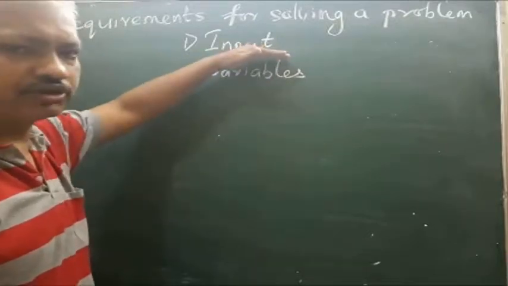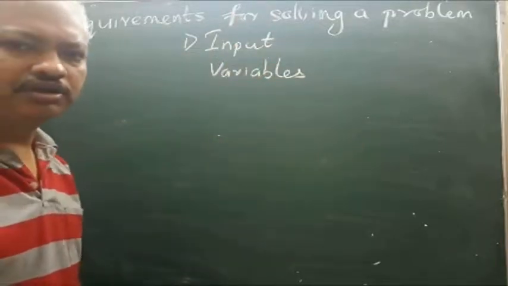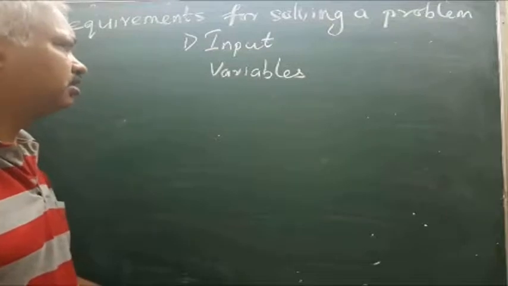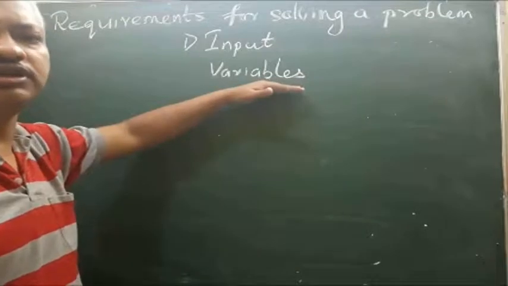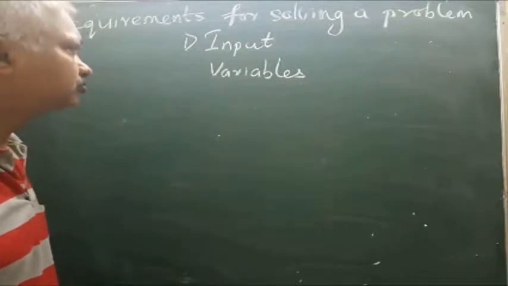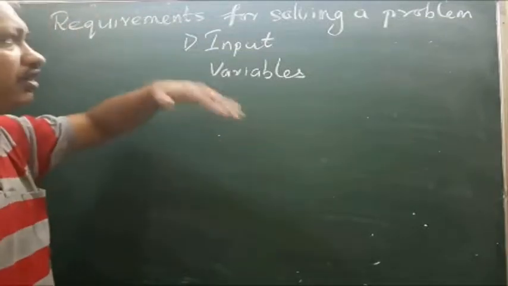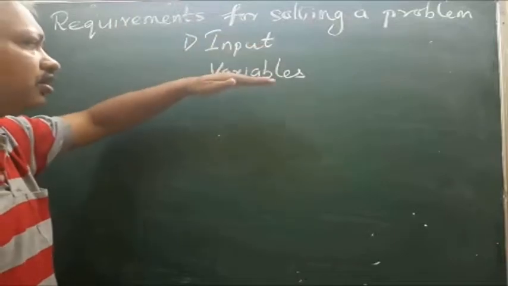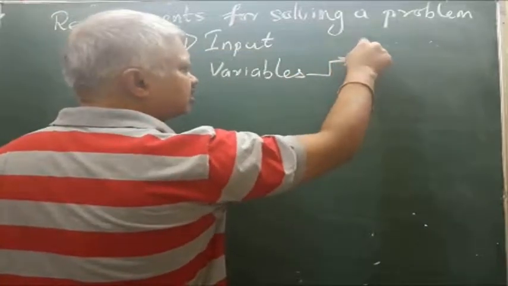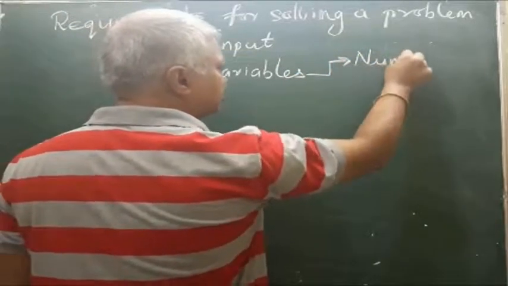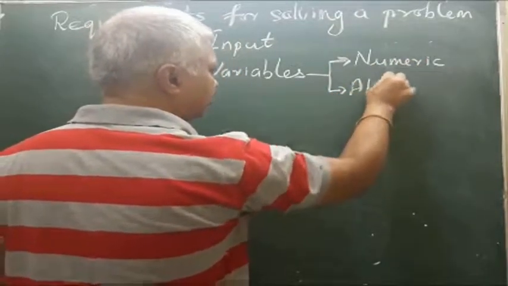Nowadays, a user can enter this input either through the keyboard or through the mouse, or in some complicated things, it can also be taken from sensors. Here we are not going to that extent. In our particular QBasic, there are two types of variables that you know. First, you can take numeric variables, and second one is alphanumeric variables.